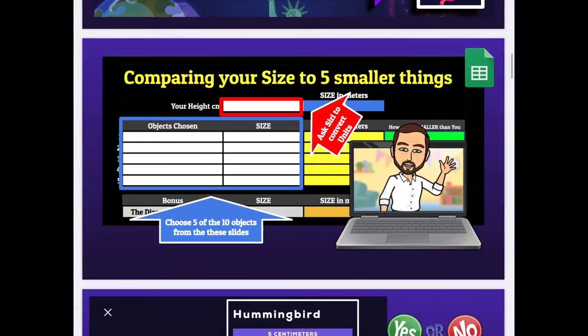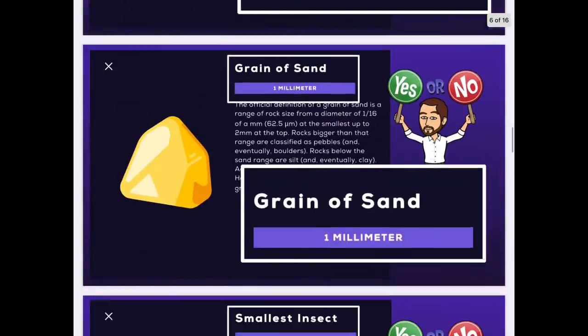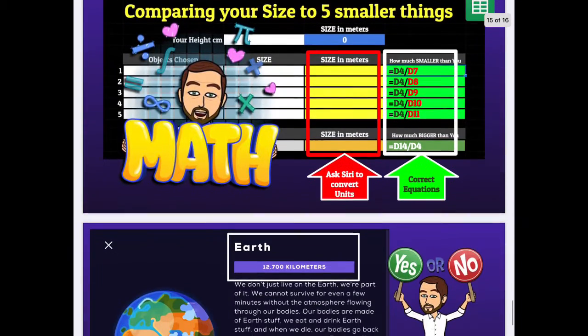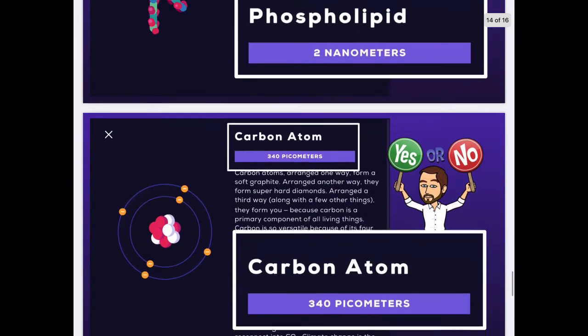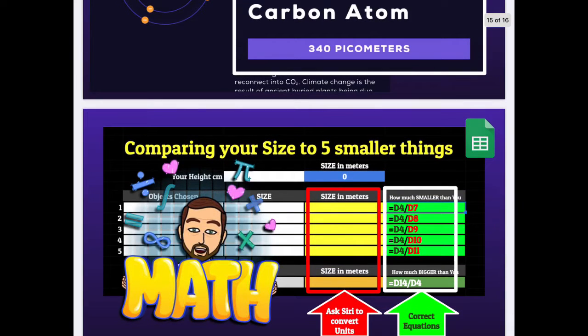And then later we'll ask Siri at the end, I'm scrolling down. We'll ask Siri at the end to do the math for us to switch the units to meters, because some of the units are really small, like nanometers and picometers. Those are really small. So if you ask Siri to switch those to meters, then you enter those in the yellow boxes. And the equations in the green boxes should automatically turn those into a comparison to you, taking your height in meters from the blue box and dividing that by the tiny things you chose.